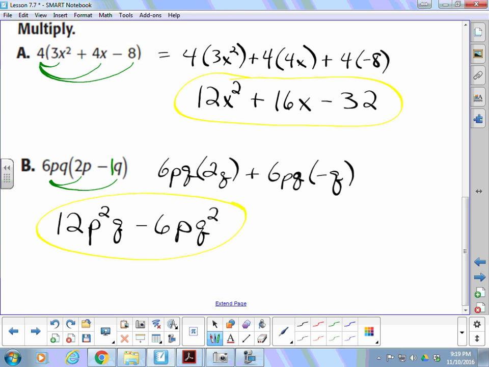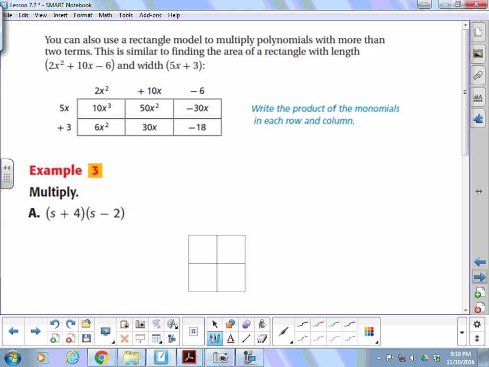All right, so the next thing we're going to do is look at multiplying a little bit tougher ones together. Binomials times binomials and binomials times trinomials, and work with them. Now there's two different ways that we're going to look at doing this. The first way is using a table.